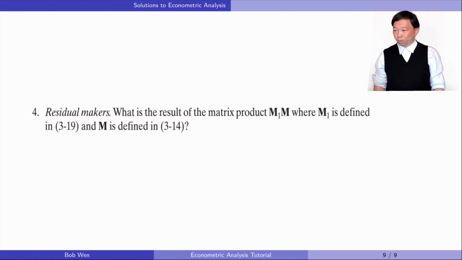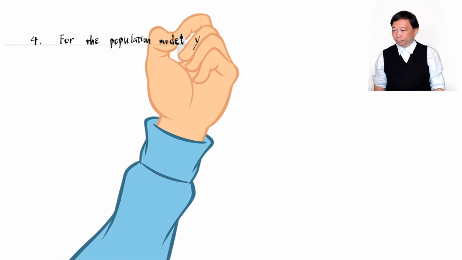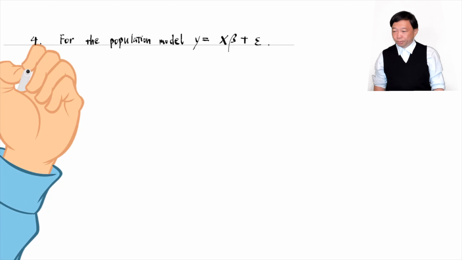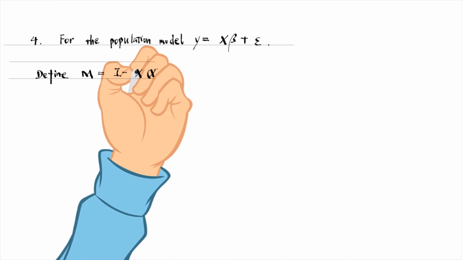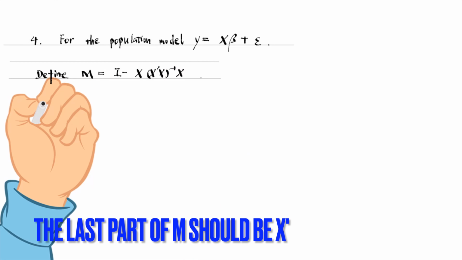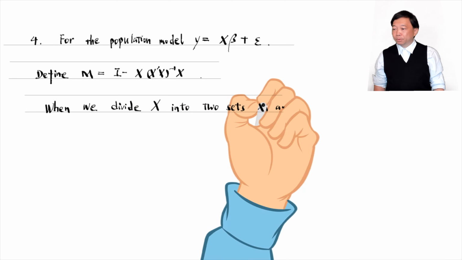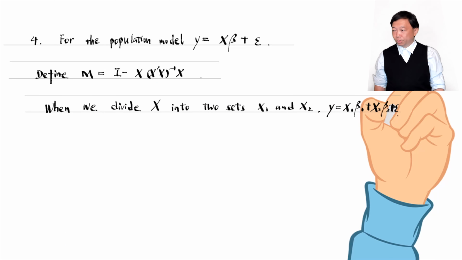Let's solve exercise 4. For the population model, y equals x times beta plus epsilon. We define the residual maker matrix M. Then we divide x into two sets, x1 and x2. The population model can be written as follows. x1 is an n by k1 matrix that contains k1 explanatory variables. x2 contains the other k minus k1 explanatory variables.